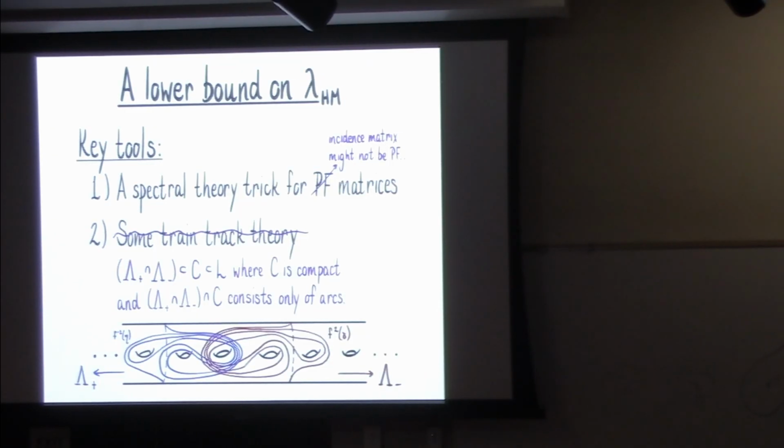We do use train tracks a bit because, in addition, we show that the growth rate of this bound is sharp. And in order to show that it's sharp, we compute this family of examples. But we don't need to use it just to get the bound as a start.